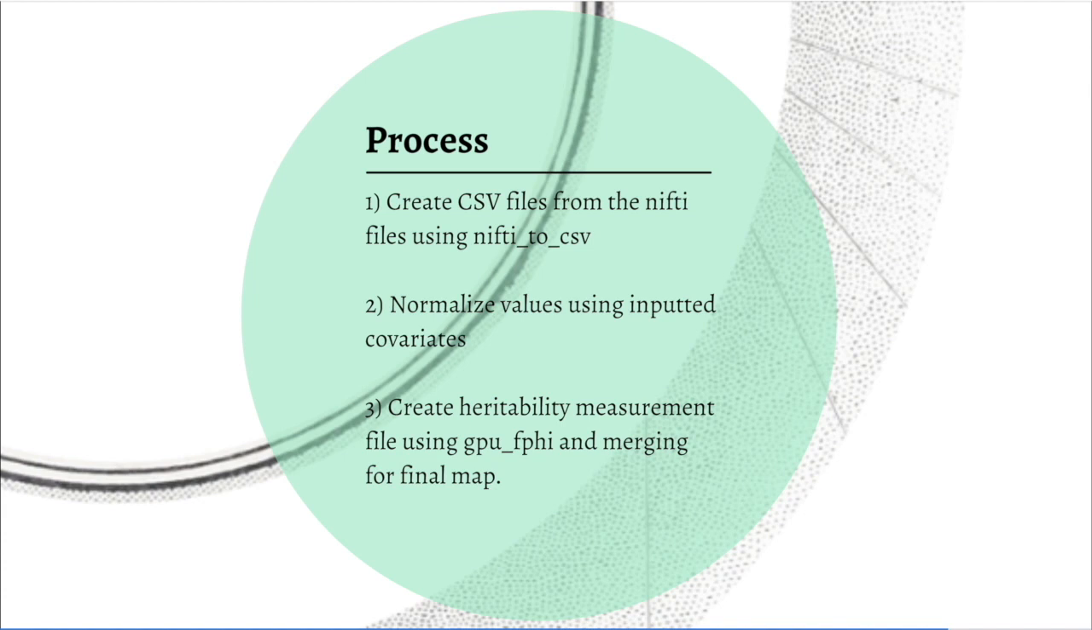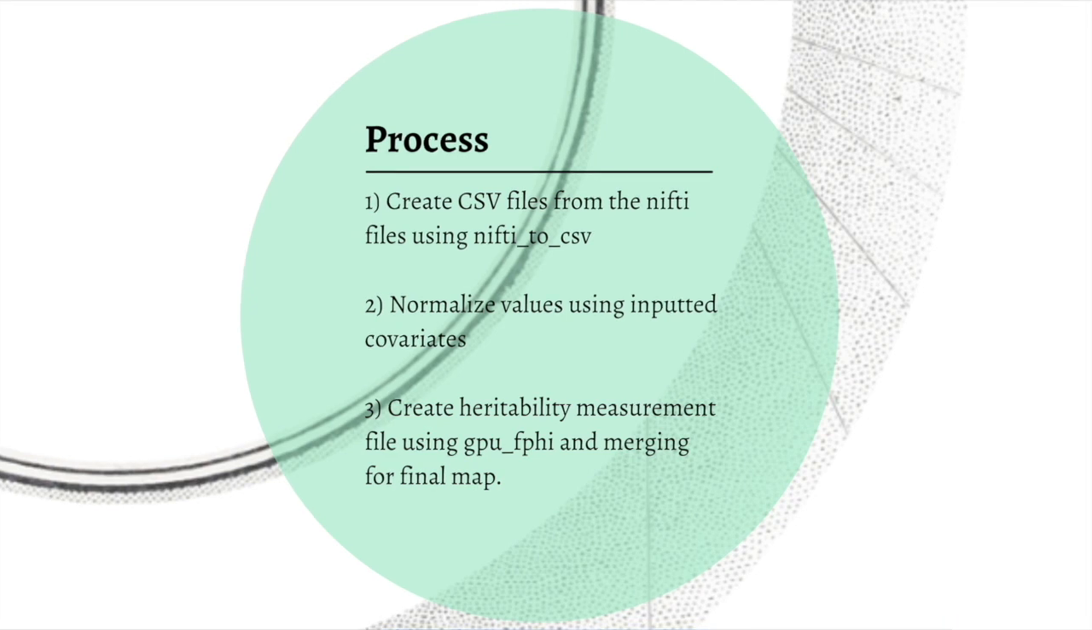Instead, we will convert data into standard CSV form where data for each voxel will be stored along the subject direction, therefore minimizing the data requirements. We are working on an imaging genetics format that will make this conversion easier, but it is not ready yet. Second, we have to normalize the values so that they take into account all the covariates we have included. Finally, we will use the updated GPU F5 command and then merge files to create a coherent map.